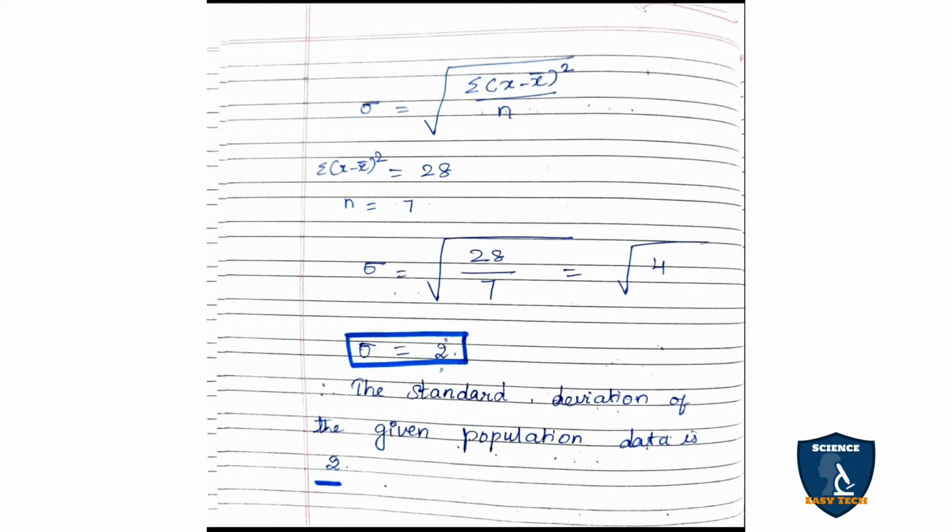Square root of 4, so you will be getting 4. Okay, so it is a perfect square number. So directly we can write standard deviation is equal to 2. Standard deviation of the given population is 2.